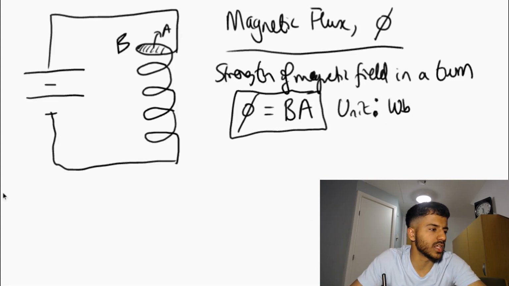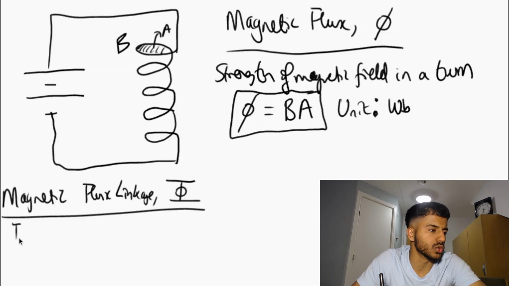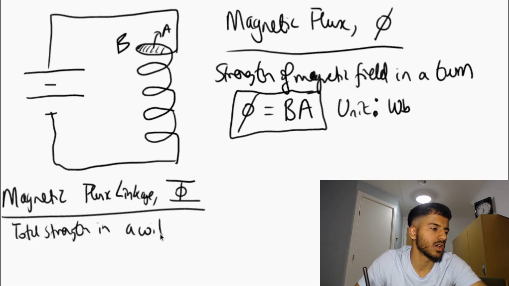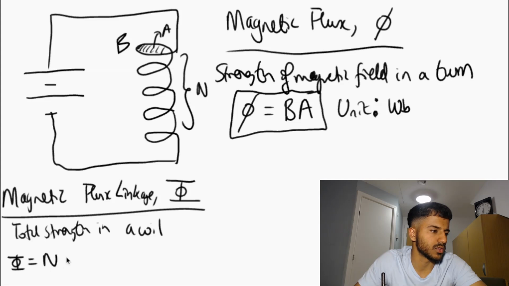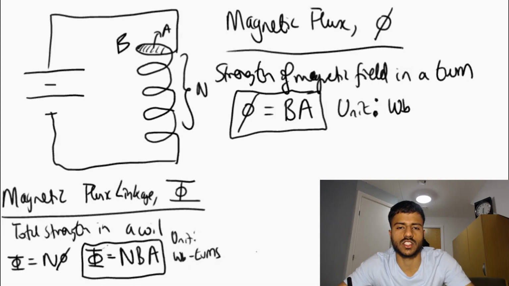Now there is something called the magnetic flux linkage, and I'm going to give it this symbol here. And this is the total field strength in a coil. So this coil has N number of turns, let's say. The magnetic flux linkage has the equation N times the magnetic flux, or you can say that it is equal to NBA, and its unit here is Weber turns. Now these are quite important definitions that we'll need to know for later.